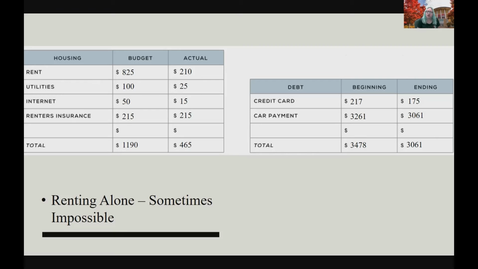On the credit card, this is your debt. This is how much was on your credit card when the month started. You didn't pay it in time last month, so you have $217, but this month you actually got to pay a little bit on it. So it's down to $175. Your car payment is the same. You just pay a little bit at a time. At the beginning of the month it was $34.78, but you paid almost $400 on it. So you did really good on your debt that month.